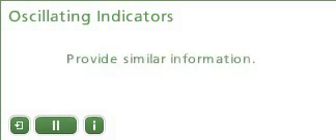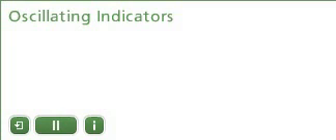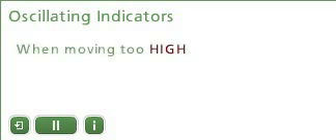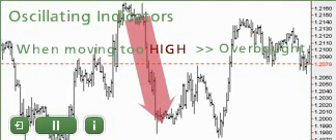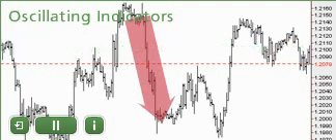While each oscillating indicator has a unique calculation, all oscillating indicators provide similar information. When an oscillating indicator moves too high, the stock or CFD is considered to be overbought. Too many people have bought the stock or CFD, and there are not enough buyers left in the market to push the stock or CFD higher. This indicates the stock or CFD is at risk of losing momentum and turning around to move lower or sideways.